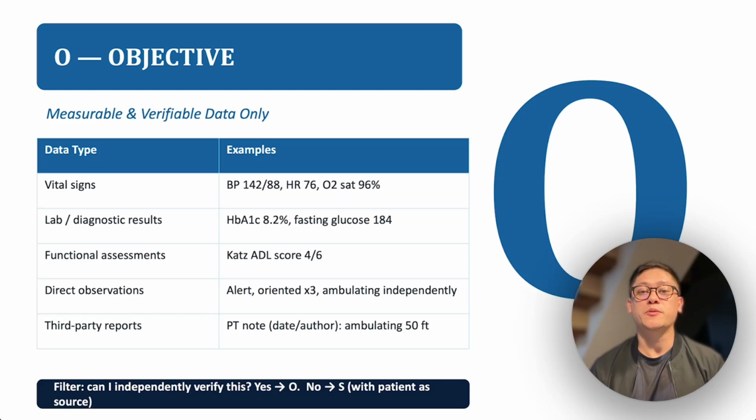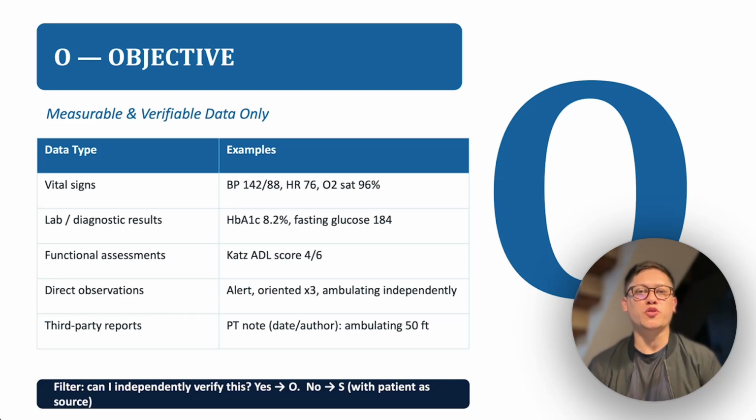If a physical therapist's notes document that your patient is ambulating 50 feet independently, that belongs in O, as long as you cite the PT note, the date, and who authored it. You're not guessing, you're referencing a verified source.